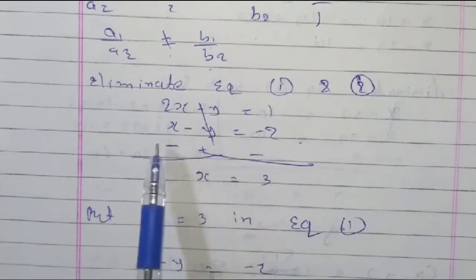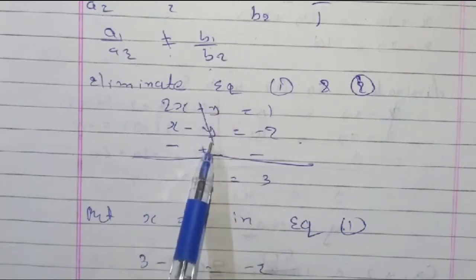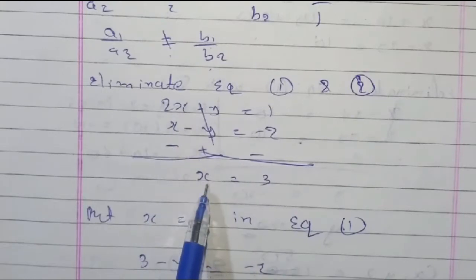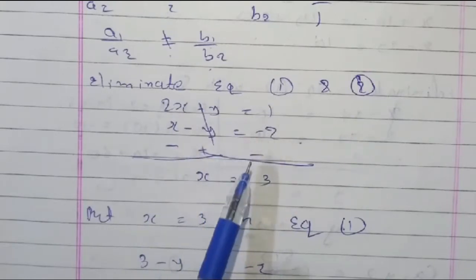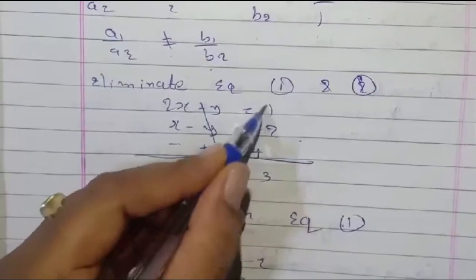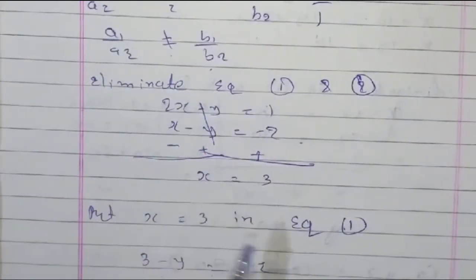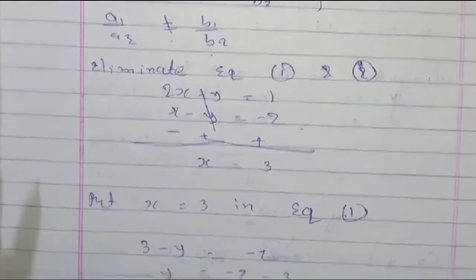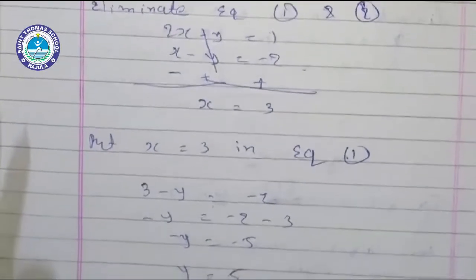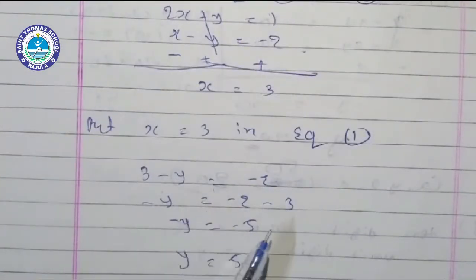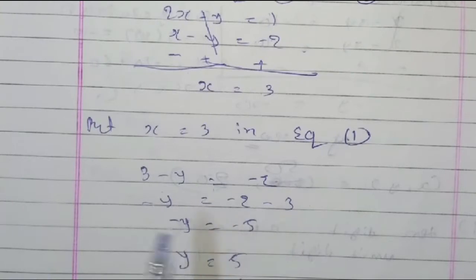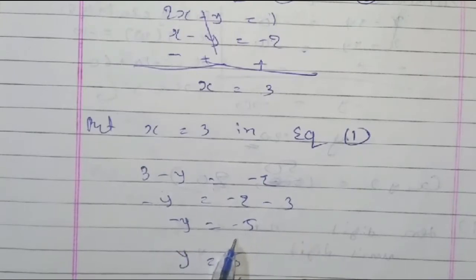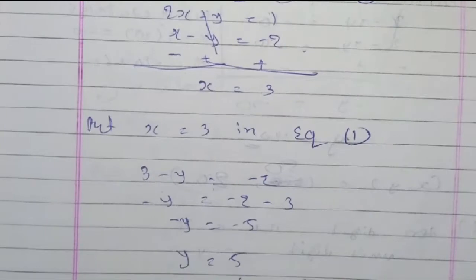Now we can change the sign, minus plus minus, y cancels, 2x minus x is equal to x, and 1 plus 2 is equal to 3. So x is equal to 3. Now put the value of x equal to 3 in equation number 1. So 3 minus y is equal to minus 2. 3 comes here. So minus y is equal to minus 2 minus 3, which is minus 5. Minus y is equal to minus 5. So y is equal to 5.